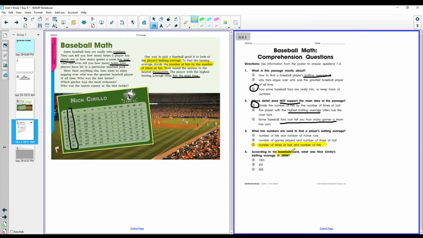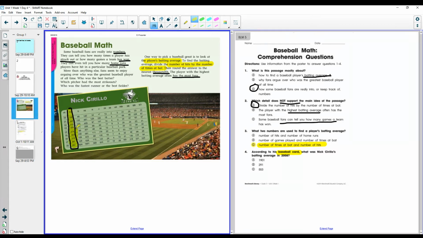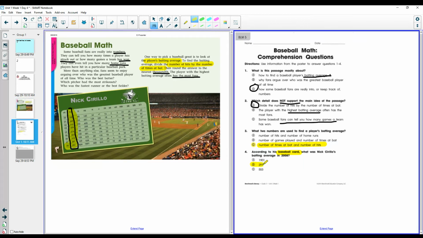According to the baseball card, okay, I have to look at the card. That was Nick Sorello's. What was his batting average in 2008? Well, if you remember, we had to go find the batting average, and we said this is the batting average. So here we can infer that this stands for year. So we're going to look at 2008, and we look over, .291. Look at that. This even told us where to look in the text. Sometimes we have to look at other parts of a text, like pictures, to find the correct answer.